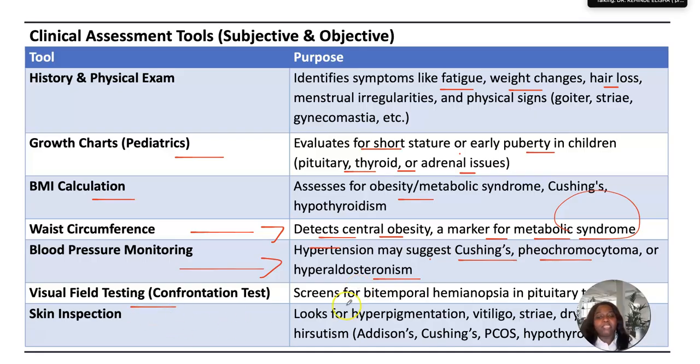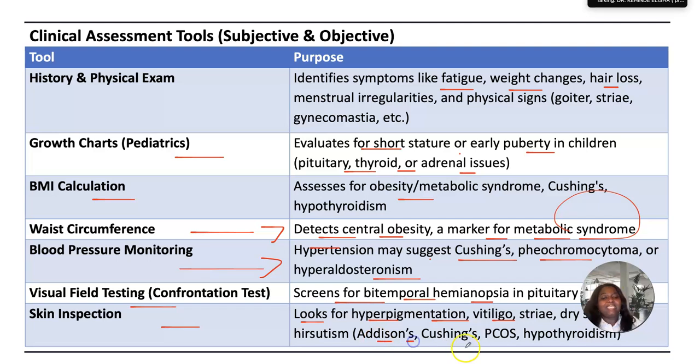What about visual field testing? Screens for bitemporal hemianopsia in pituitary tumors. What about skin inspection? Looks for hyperpigmentation, vitiligo, striae, dry skin, hirsutism. Addison's, Cushing's, PCOS, and hypothyroidism. You want to inspect skin for all of that.